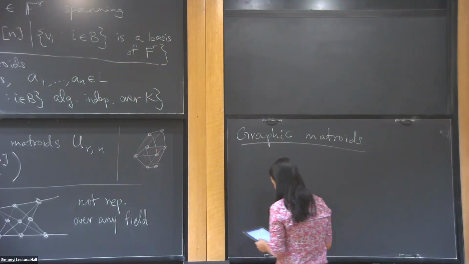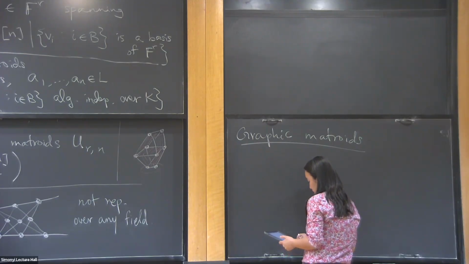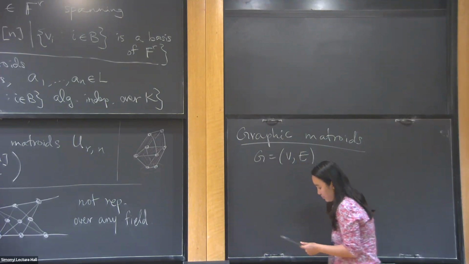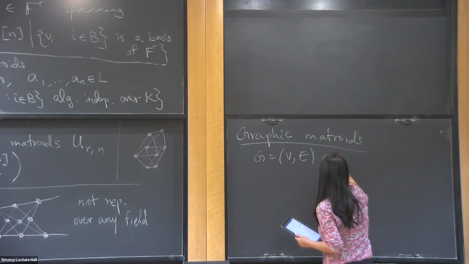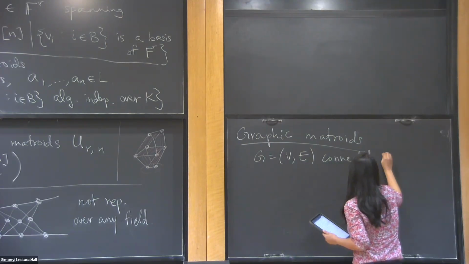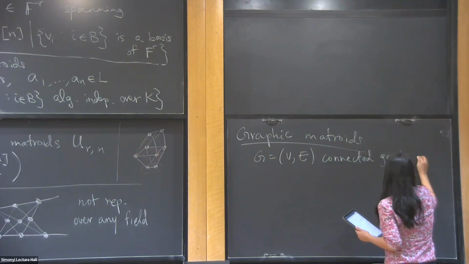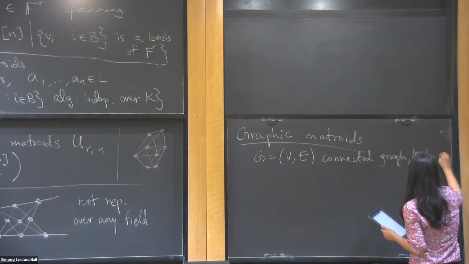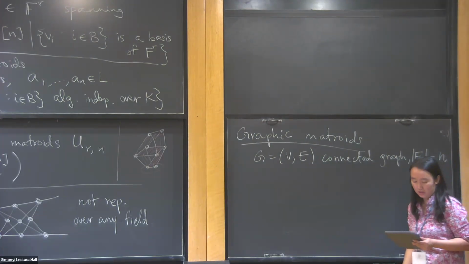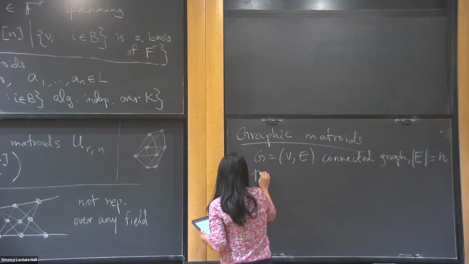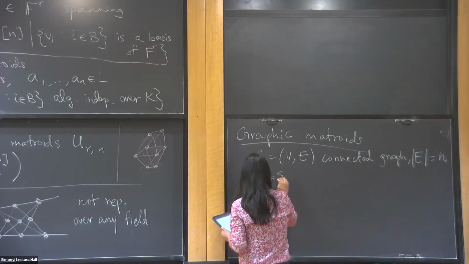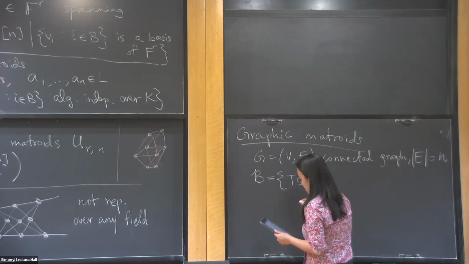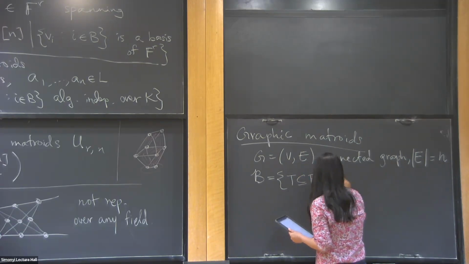So if you have a graph, let's say that G has a vertex set and an edge set, and is a connected graph. And I'm going to label the edges with numbers 1 through n. So suppose that there are n edges. And then I'm going to let the bases of my matroid be the edge sets of spanning trees. So T in the edge set such that T is a spanning tree.